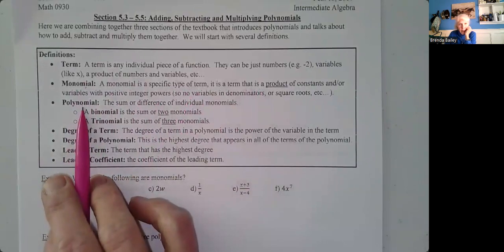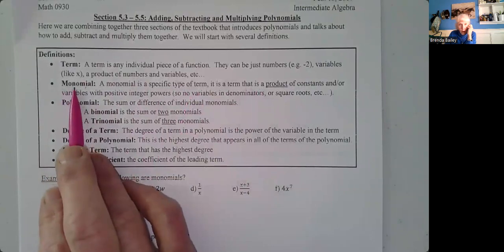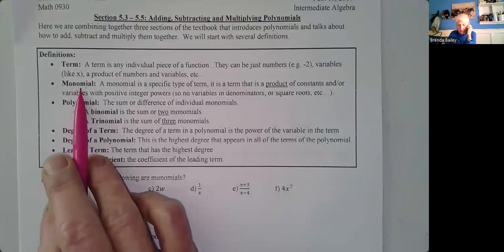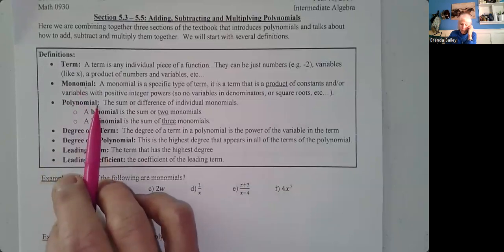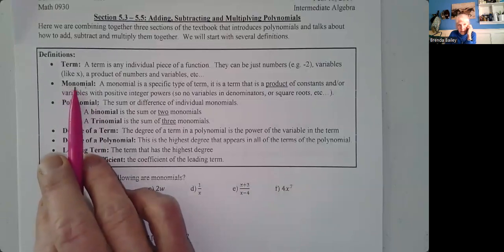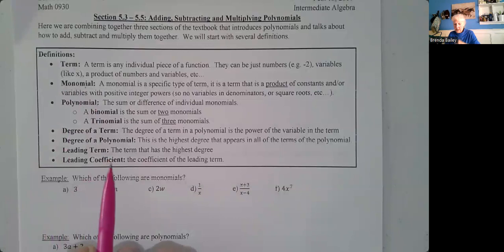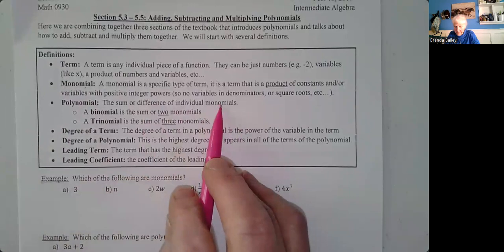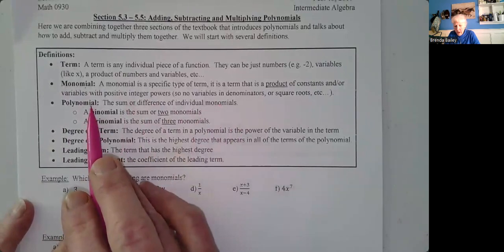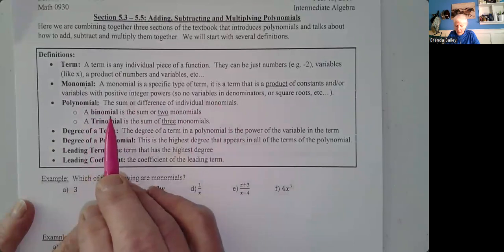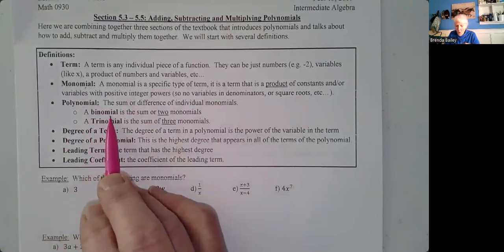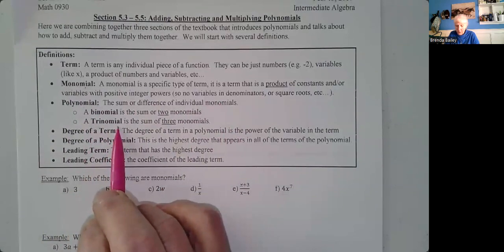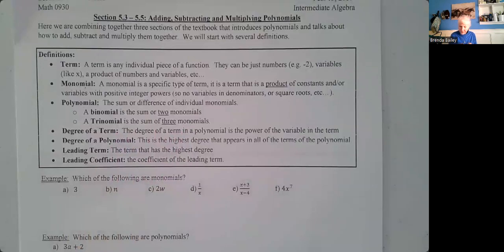A polynomial, poly meaning many, mono meaning one. So a polynomial is many of our monomials. So you've got many terms rather than just one term. And it's the sum or differences of individual monomials or terms. And sometimes a polynomial, we can have a binomial, and that means we just have two terms. Or we can have a trinomial, which would be three monomials, or usually I just call them terms.